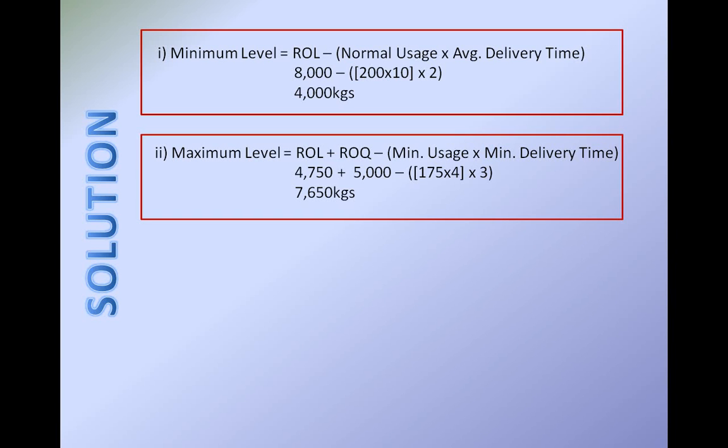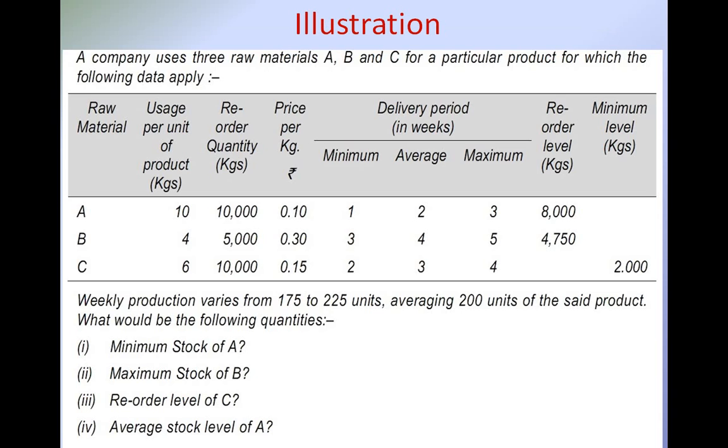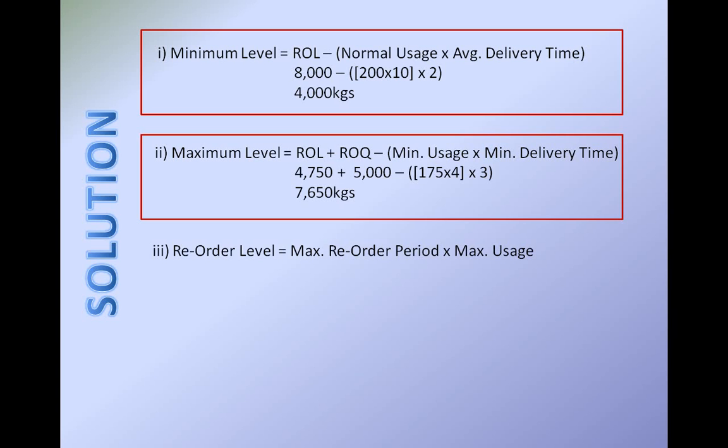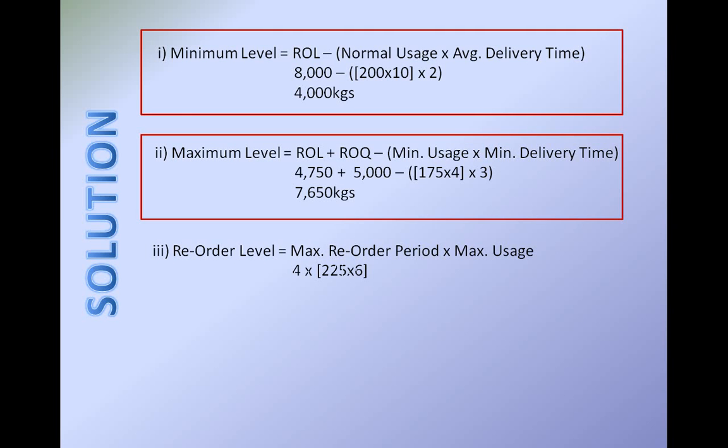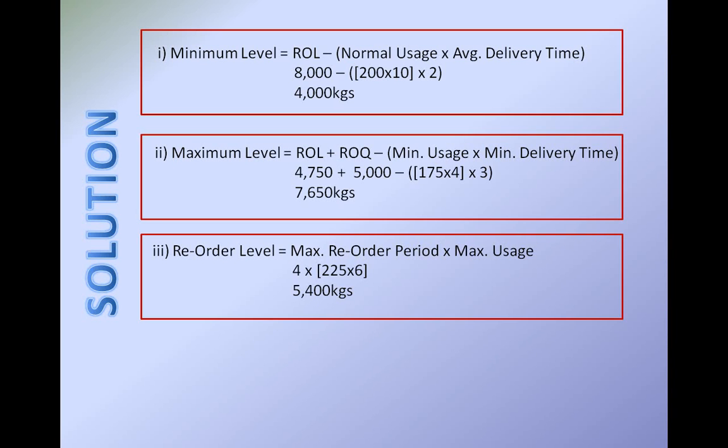Moving to the next one, we are asked to find the reorder level of C. Here the minimum level is given, the reorder level is not given, so we have been asked to find out the reorder level. The reorder level formula is maximum reorder period into maximum usage. We have both given in the question. The maximum reorder period is 4 weeks, and 225 units into 6 would be the maximum usage. Apply that to the formula, and the answer is 5,400 kgs.